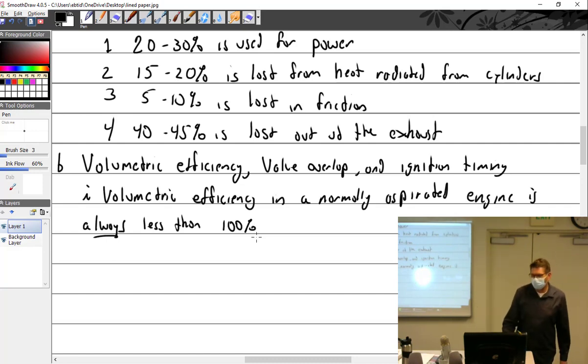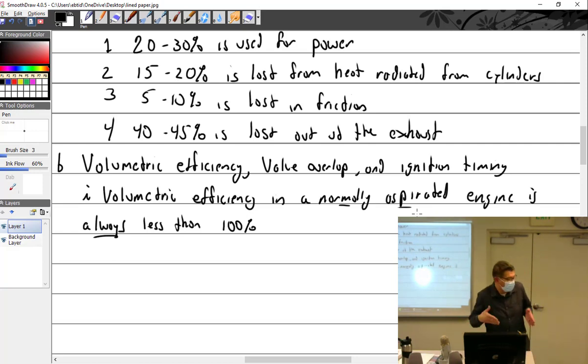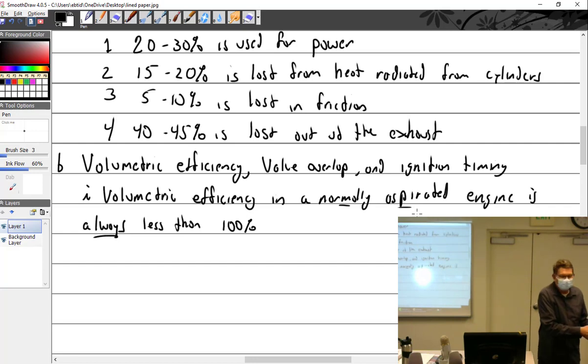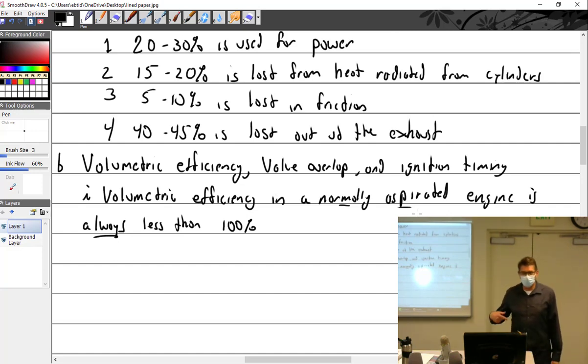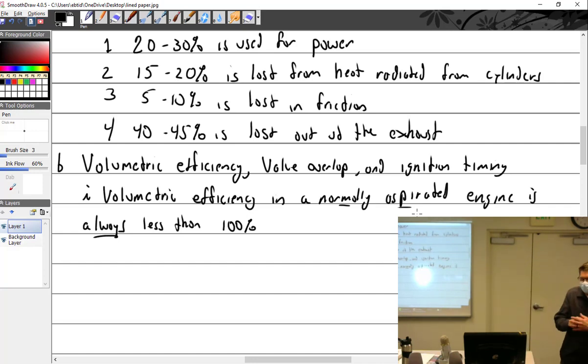Okay, what does normally aspirated mean? Naturally, it means that it does not have a turbocharger, supercharger, something pushing the air in. No forced induction. Most of your cars are now turbocharged. So you have a turbocharger, which is an air compressor that is pushing air in. So the minute that valve opens, rather than depending on the piston to suck the air in, you got something blowing it in.